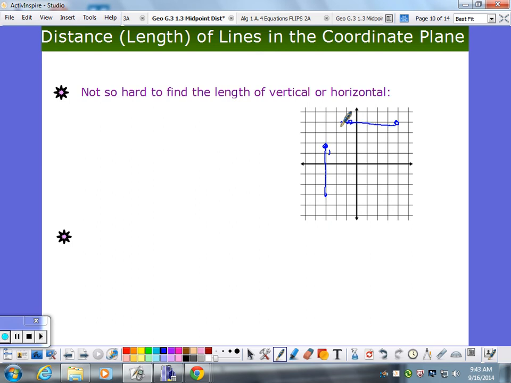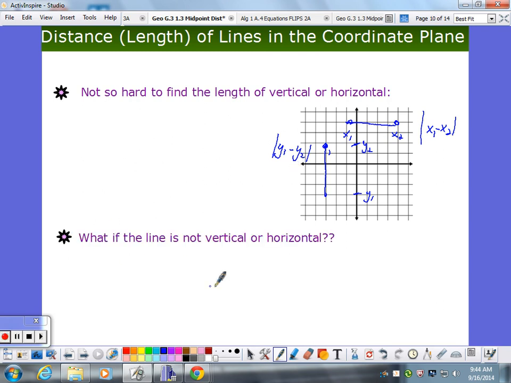Essentially, you're counting boxes. But another way to think about it is if this is point x1 and this is point x2, it's the absolute value of the difference of those x values. Now this one, because I'm going that way, it's going to be the absolute value of the difference of the y values. Right? That means these are y values. Now 1 and 1 is 2. Are we good with this? Because if we're good with this, it's half the battle.